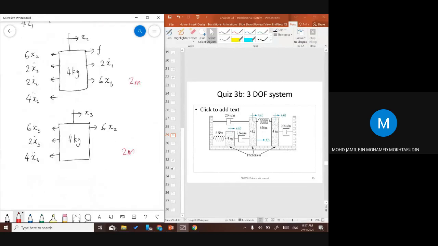So if you miss one force, tolak satu markah. Pandai-pandai lah tolak, okay?